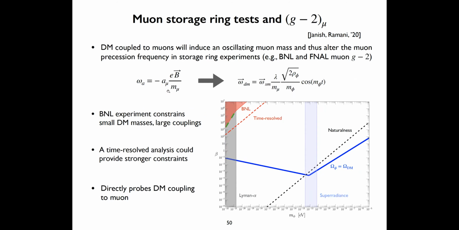Yes. So this is the expression for the precession frequency, and you see it depends on the muon mass. And so now if you couple the muon to the scalar field, then the muon mass will oscillate. And so you get a correction to the precession frequency, which is shown here. Ah, I see. Then from the muon g minus 2, you can put a bound on that. Right, this BNL is the... Yeah, that region. Okay, thank you.